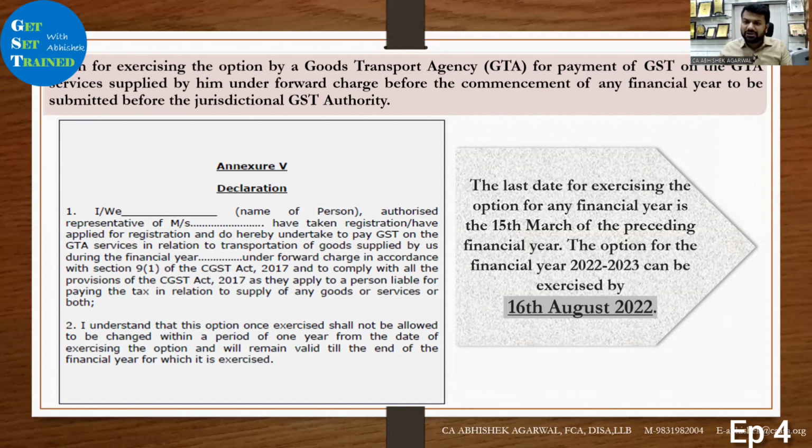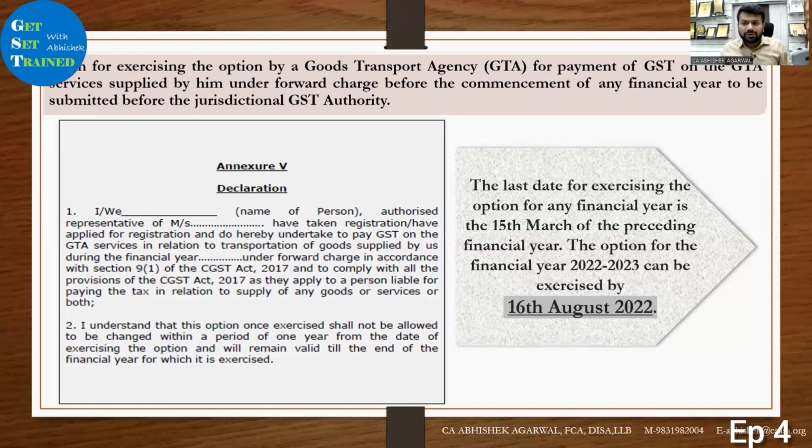For the current financial year, the running financial year 22-23, the Department has given a date of 16th August 2022. Friends, today is 8th August. 16th August is the last date. If you want to shift any option, you can shift.